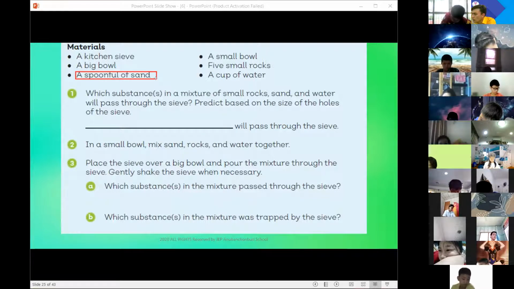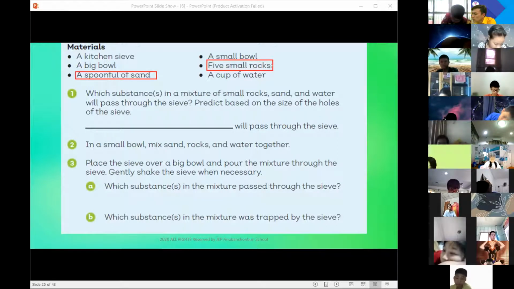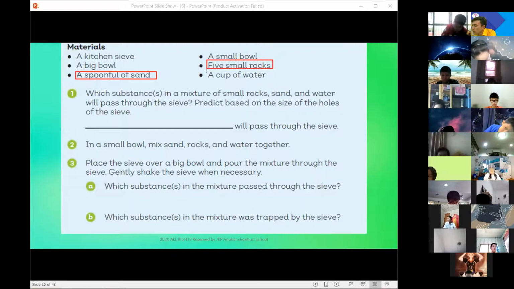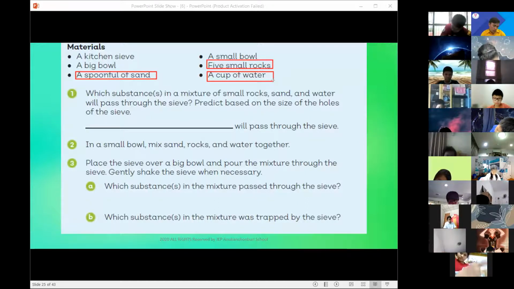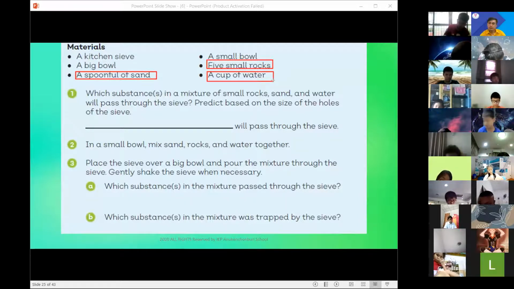take note of. A spoonful of sand, 5 small rocks, and a cup of water. All right, so these 3 materials. Okay, so 3 minutes. I will use my watch here. Time you. Please turn on your video, and 3 minutes starts now.